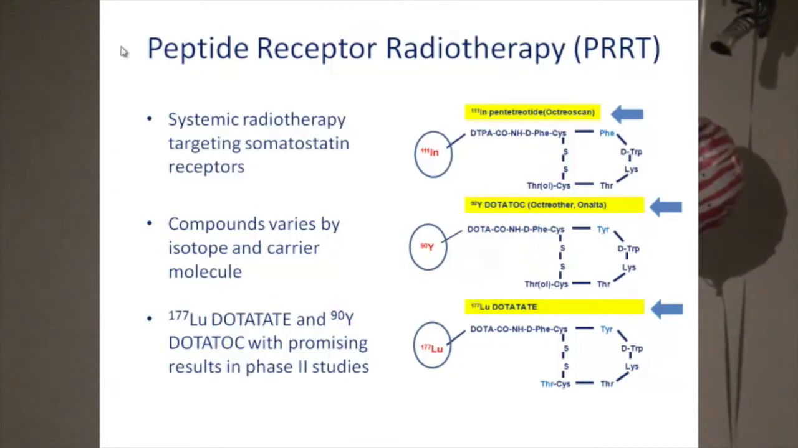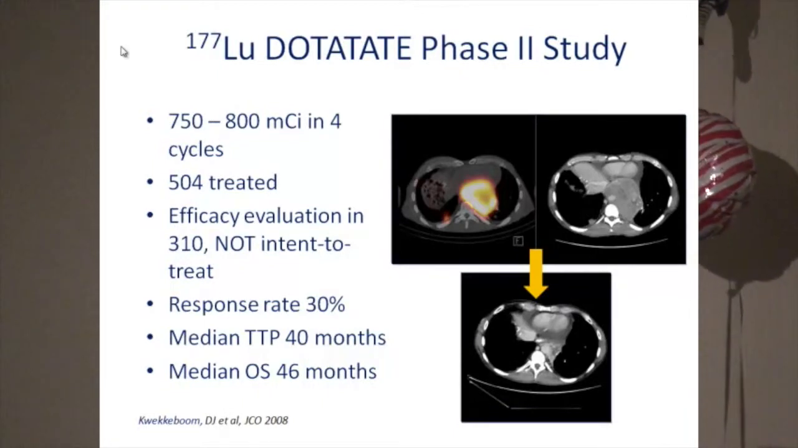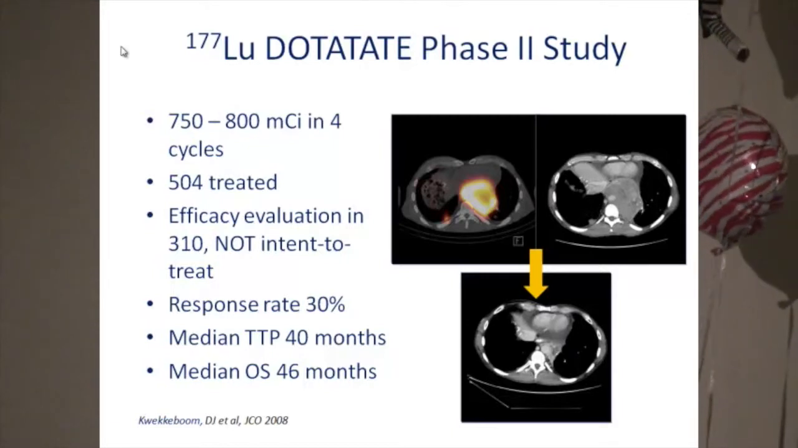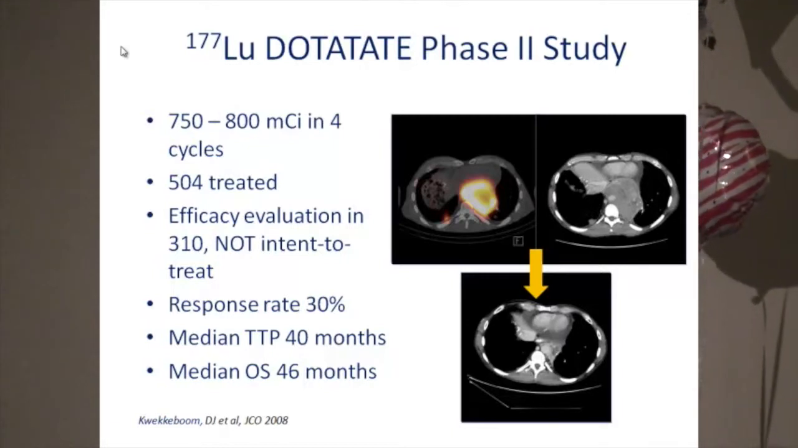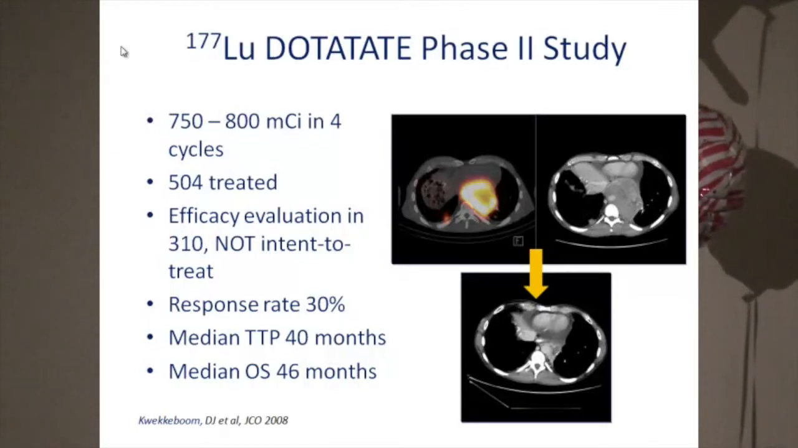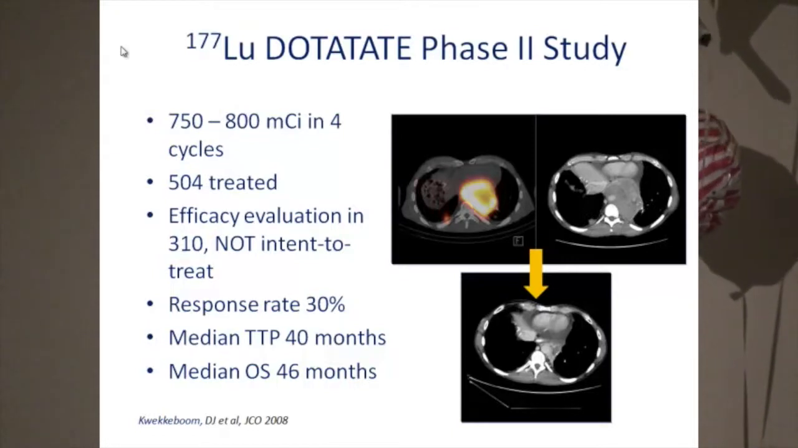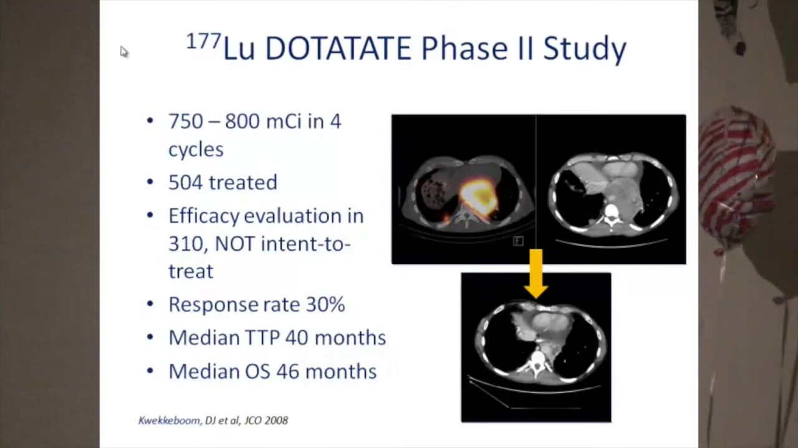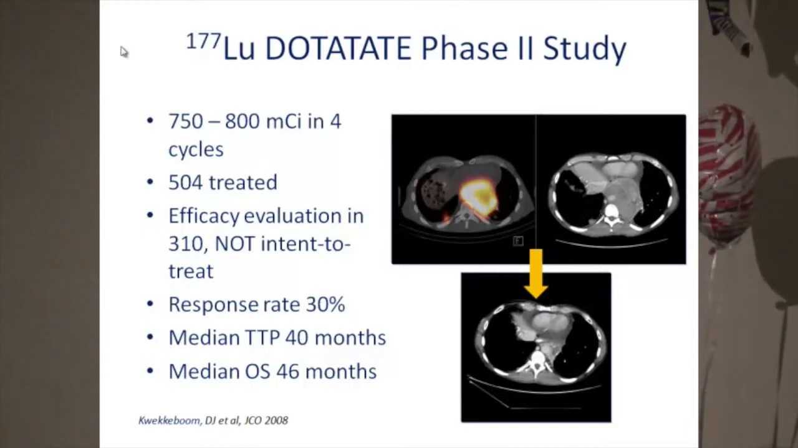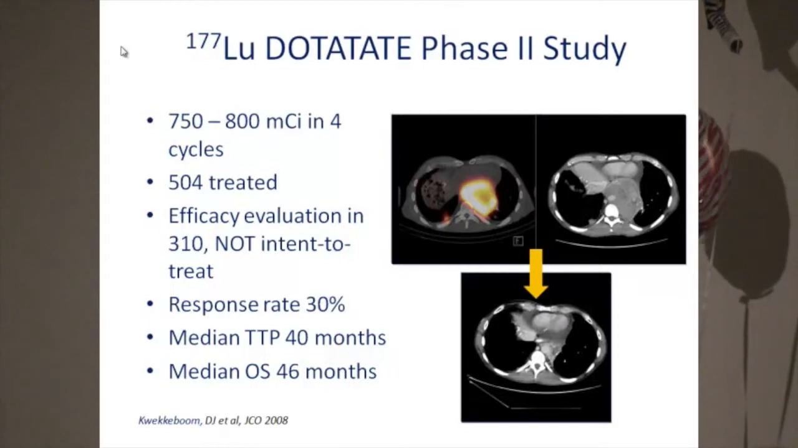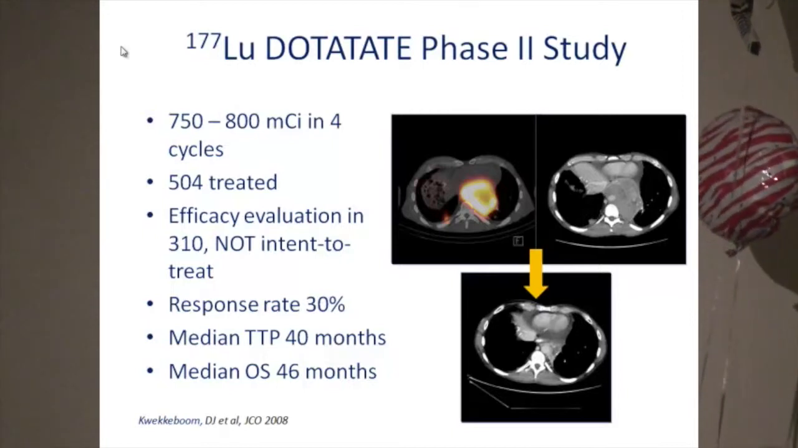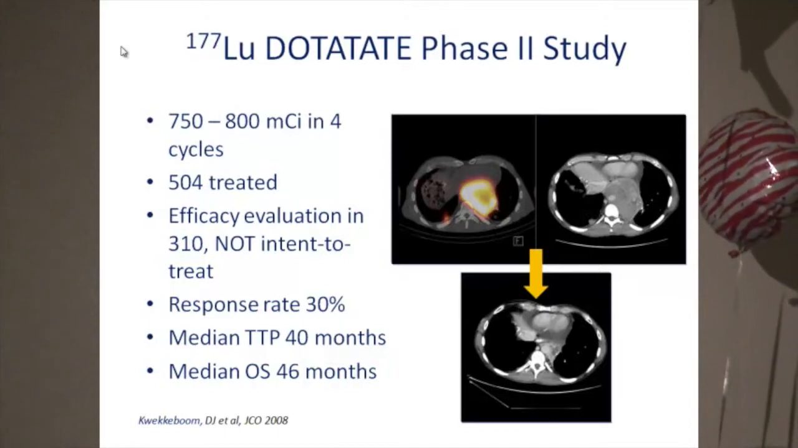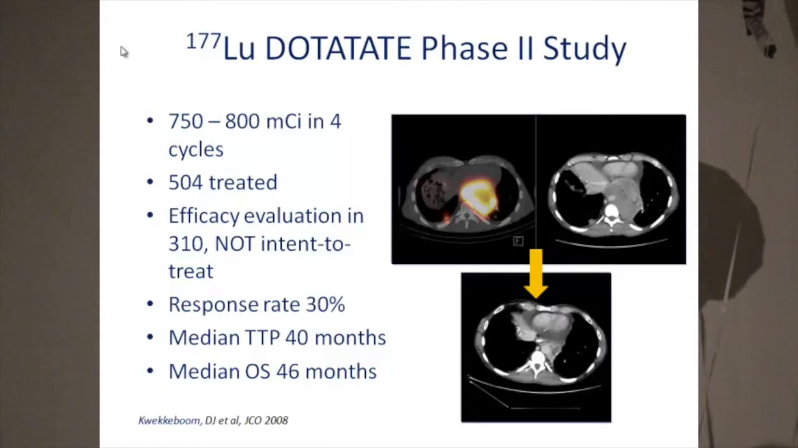Let me just show you the phase 2 study of lutetium dotatate. Actually, this is a single arm study. I believe it's a retrospective or prospective evaluation, but it is an open label single arm study. Patients were treated with lutetium dotatate, and 504 patients were treated. The efficacy evaluation was done in 310 patients, not intention to treat. The study reported a response rate of 30%, which is excellent, with a median time to tumor progression of 40 months and median overall survival of 46 months, which is stellar.